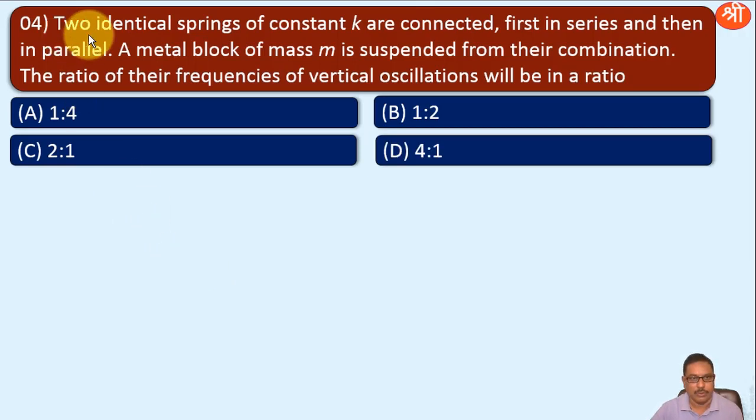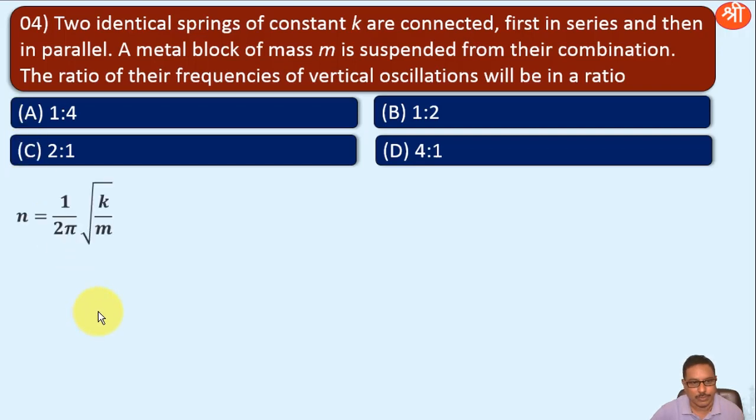Very simple. Two identical springs of constant K are connected, first in series and then in parallel. We know that every spring has its own spring constant or force constant, which depends upon elastic properties. And we have also seen effective spring constant when two springs are connected in series and in parallel.